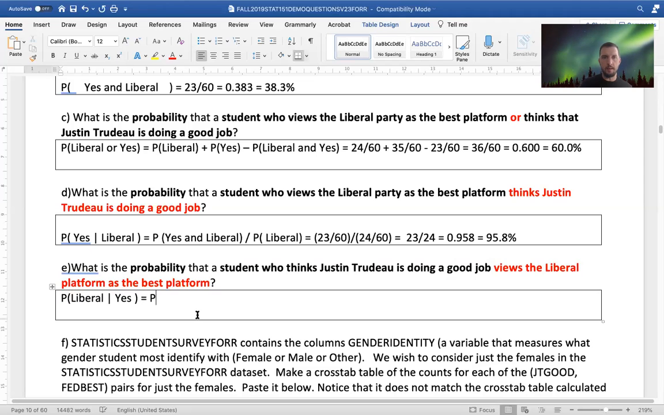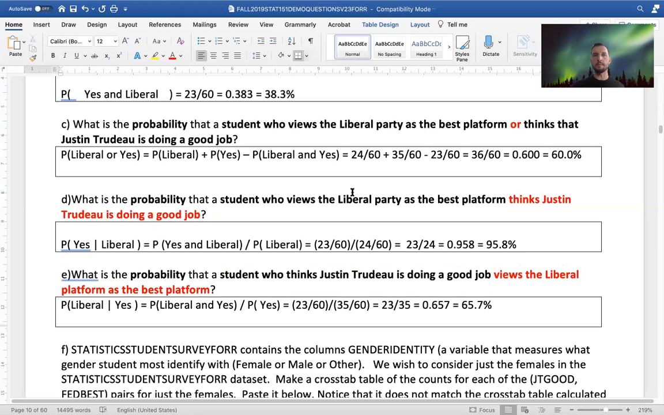Right, so this is going to be P of Liberal and yes, divided by P of yes. This is going to be 23 over 60 again. Notice that the probability of yes and Liberal is the same as the probability of Liberal and yes. It doesn't matter which way you write a joint or an intersection, they always refer to the same number. Okay, and now we divide by the probability of yes, which we worked out earlier to be 35 over 60. So this is going to be 23 over 35, which is 0.657, which is 65.7%.